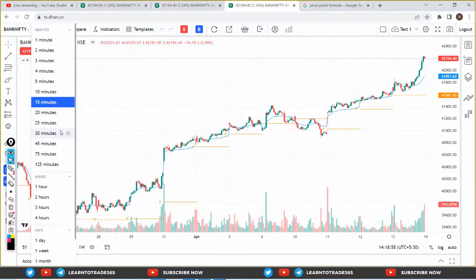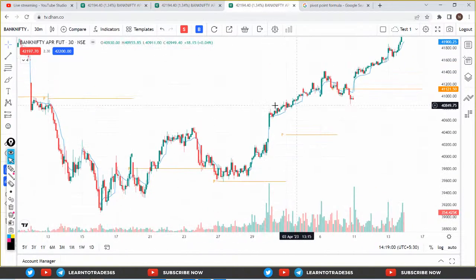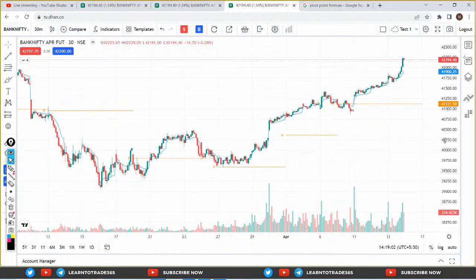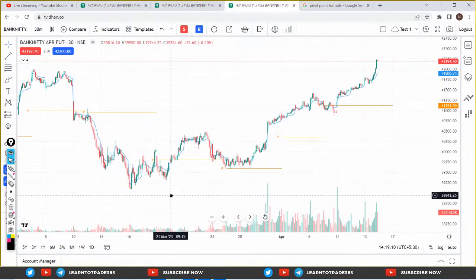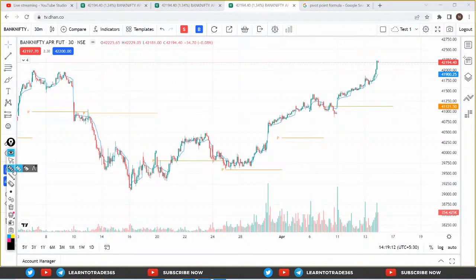If the same thing I am using it on 30-minute time frame, 30-minute time frame pivot levels plots once in a week, not every day it is plotted, it is plotted once in a week. So that means what is happening here is the pivot is shifting down. Okay, try to understand one thing.